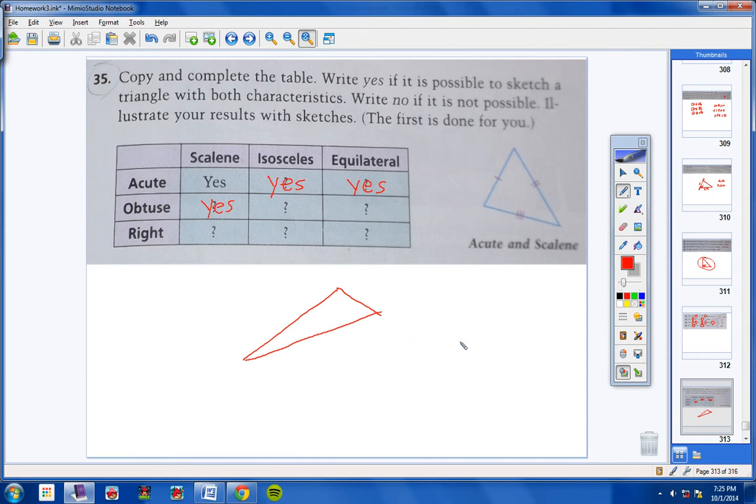Well, definitely. Draw a really big angle like this. That's bigger than 90. We'll call it 125. Just making that up. And I draw this side here the same length as this side here, and then I connect those two sides. So definitely yes. And then is it possible to have an equilateral obtuse triangle?